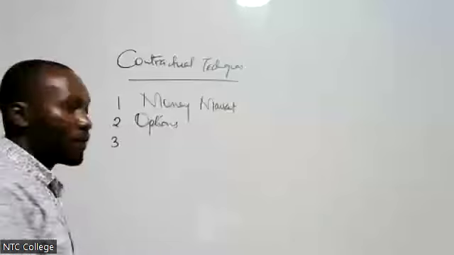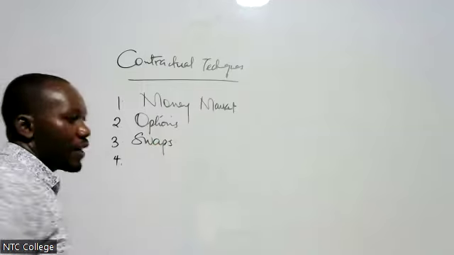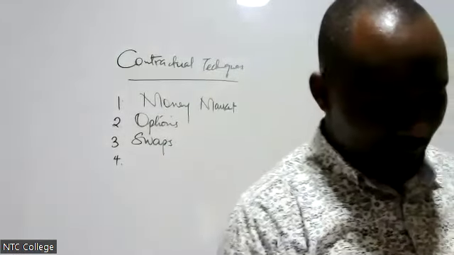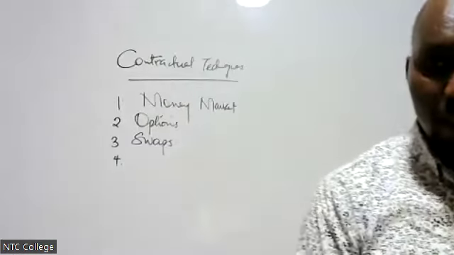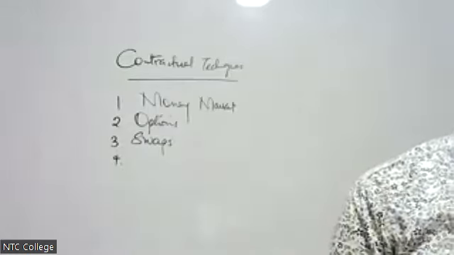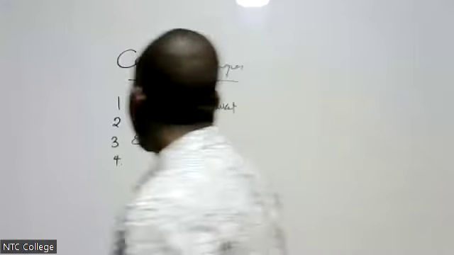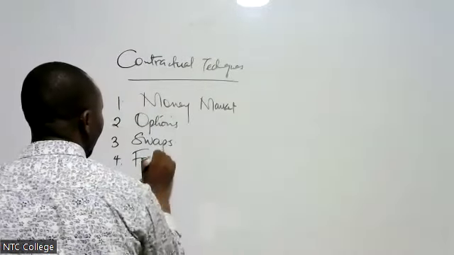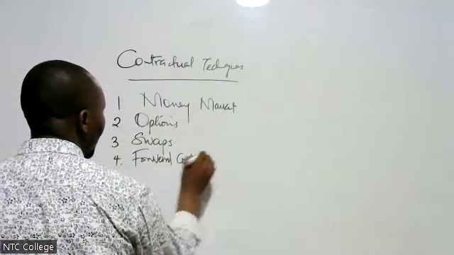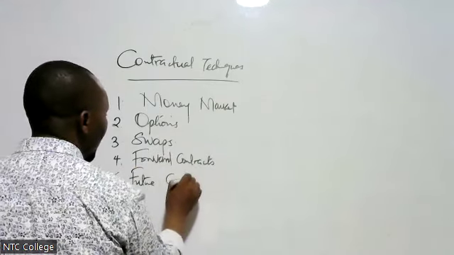What else do we have? We have swaps. What else do we have? Contractual techniques of hedging. We have swaps, money market. We have options. Which one again? Forward contracts. We also have future contracts.